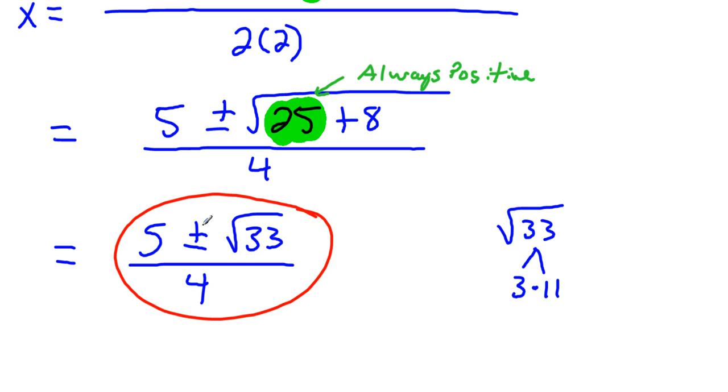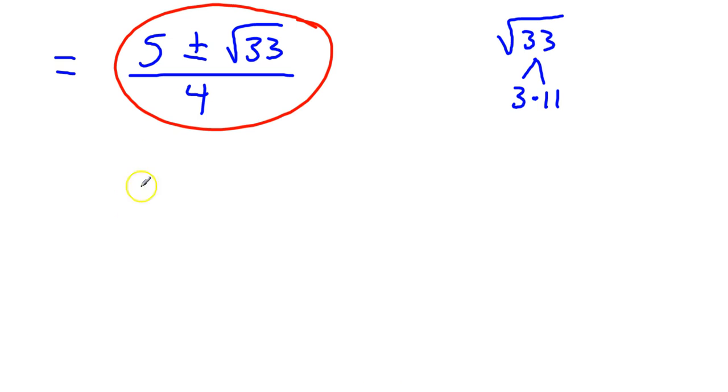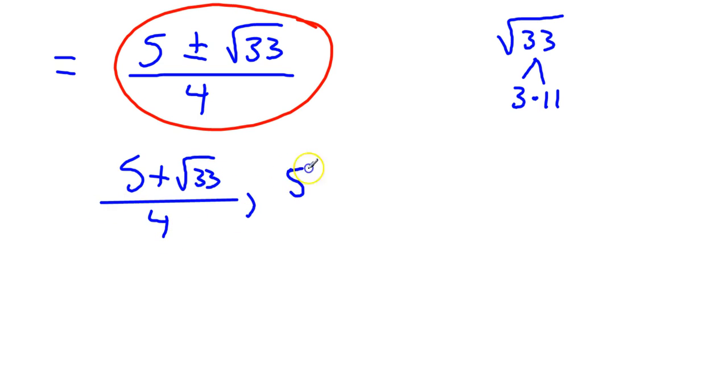Now, the one bad thing is you don't have that plus or minus button in the middle. So technically, when you do that, you're going to have to do one answer is 5 plus the square root of 33 over 4, and then comma, 5 minus the square root of 33 over 4.